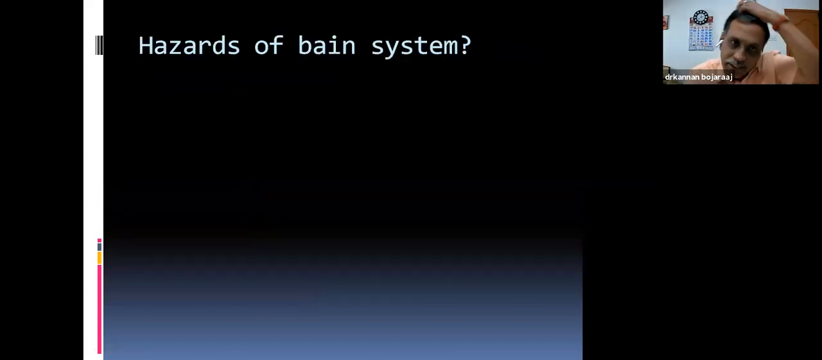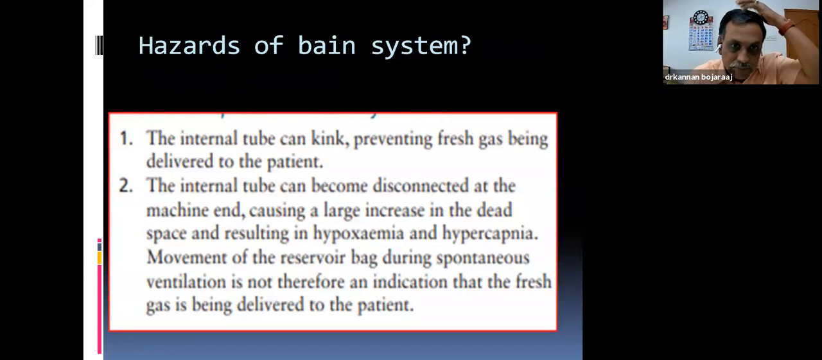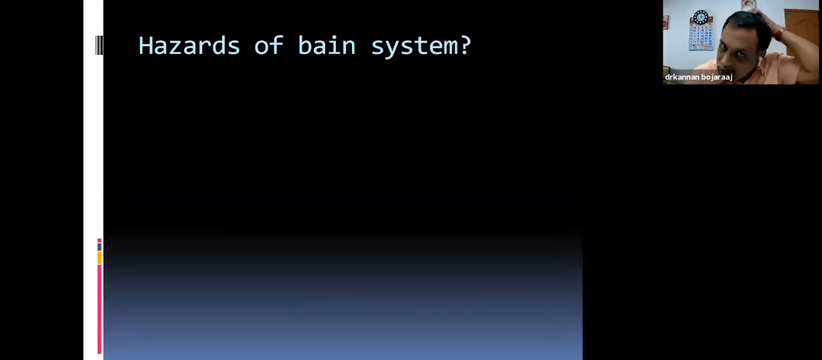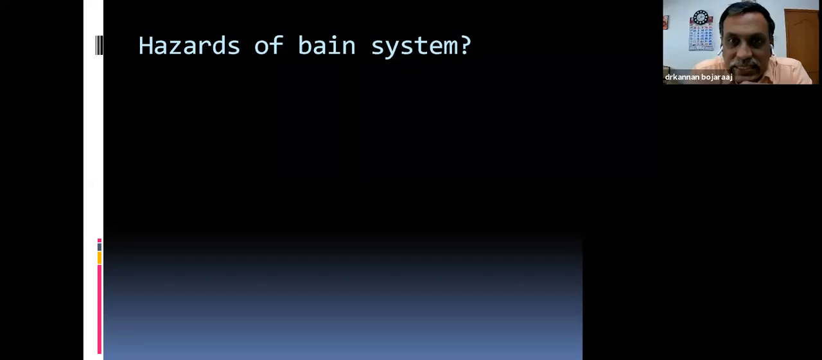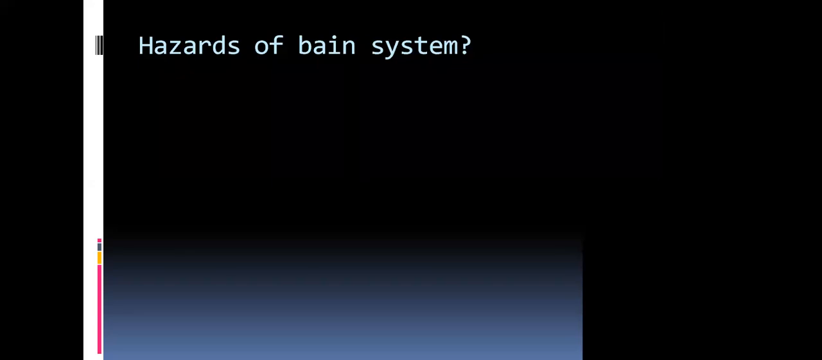What are the hazards of the Bain system? Anybody else? Sir, the inner fresh gas flow tube may be kinked or may be detached at times, which is not noticeable. Even if the tube is kinked or detached, the bag continues to fill, so that we may be misled. The patient will receive only the alveolar gases again, no fresh gas flow, which is dangerous, sir. Then no scavenging system, sir. So pollution will be there, sir.